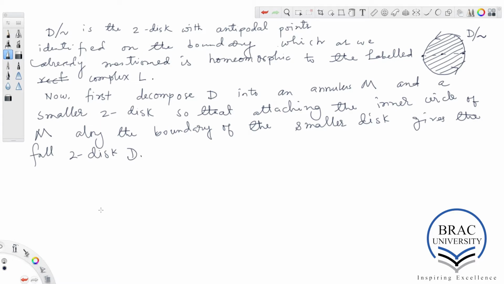All right, so let me draw the fact here. Just think about this two disk without this equivalence relation. It's a plain two disk. We can cut out a smaller disk from this two disk and get an annulus here, right?